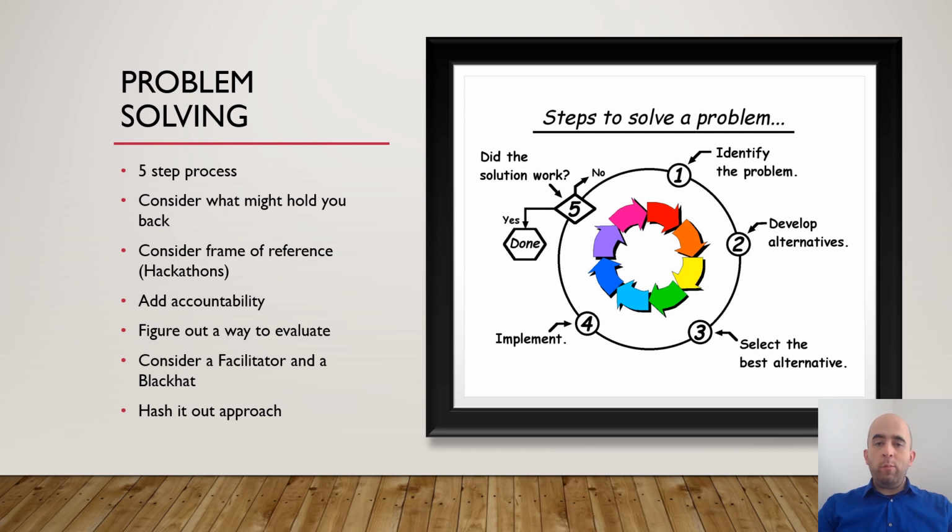Here's some steps for problem solving meetings. And so you really want to go through this diagram from 1, 2, 3, 4, and 5. And you want to consider the frame of reference. Oftentimes, an unusual aspect that we don't think about is you're having these meetings at work.